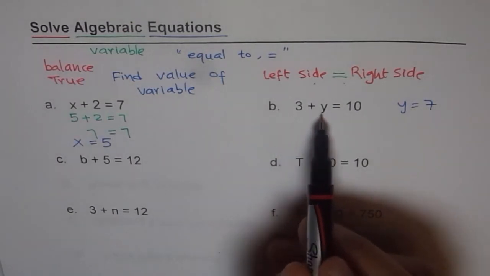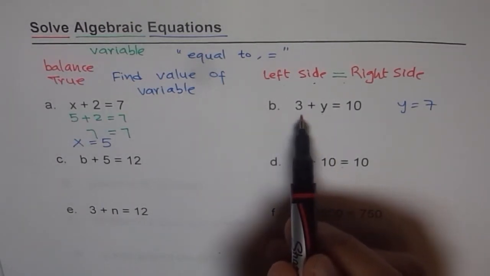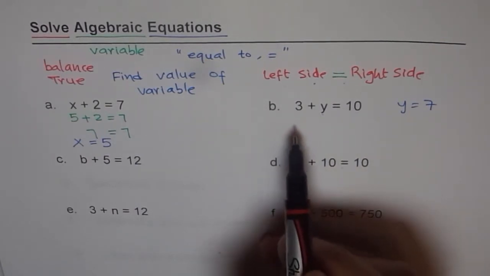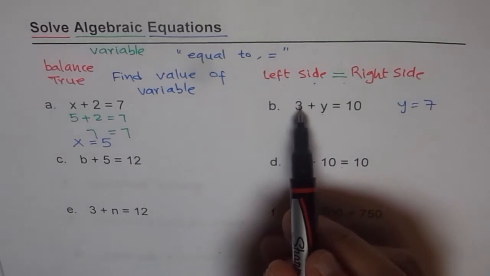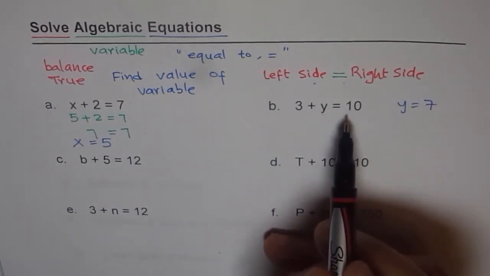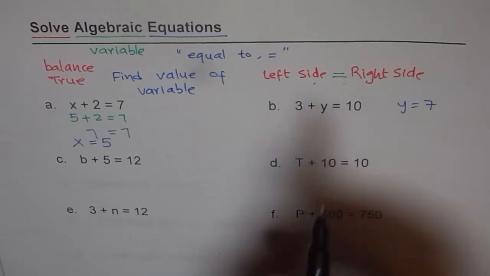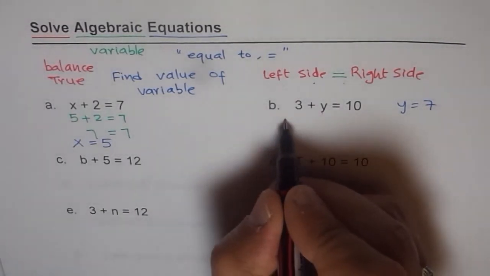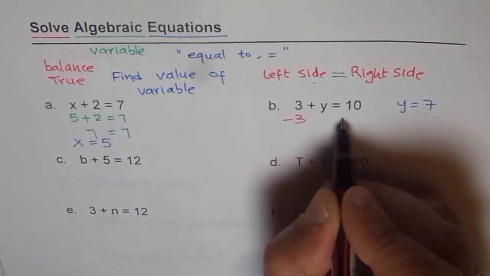Now here we need to find the value of y which will make the equation true. We have 3 plus y. If I get rid of 3, then we are left with y, and we know what y should be equal to, correct? That is the philosophy or the strategy. How can I get rid of this 3? One way is I can take away 3 from both the sides.